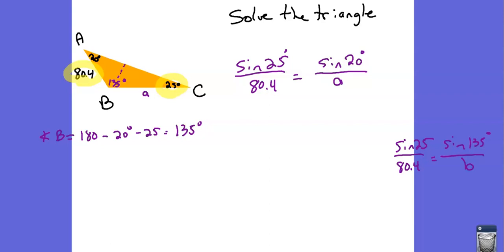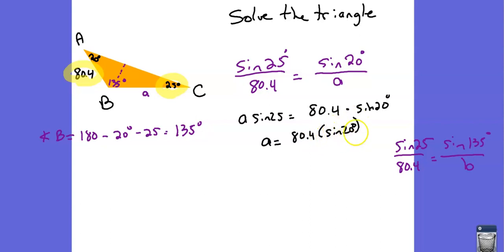So if you cross multiply, you're going to get A sine of 25 equals 80.4 times sine of 20. Which means side A is 80.4 times sine of 20 divided by sine of 25. And that calculation gives us about 65.1. And then do the same thing with side B, and that's going to give us 134.5.